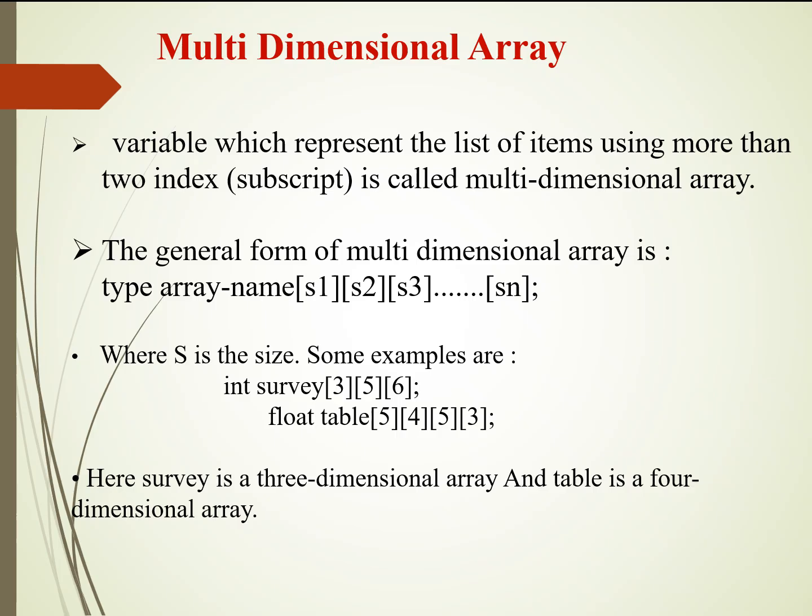Let's look at the examples mentioned here. This is a three-dimensional array because it uses three indices, and the array name is survey. It can be imagined as a collection of multiple two-dimensional tables. In the second example, I have declared an array named table of data type float, and this is a four-dimensional array because it contains four dimensions. Such arrays are mainly used in advanced applications where data has multiple levels of organization.